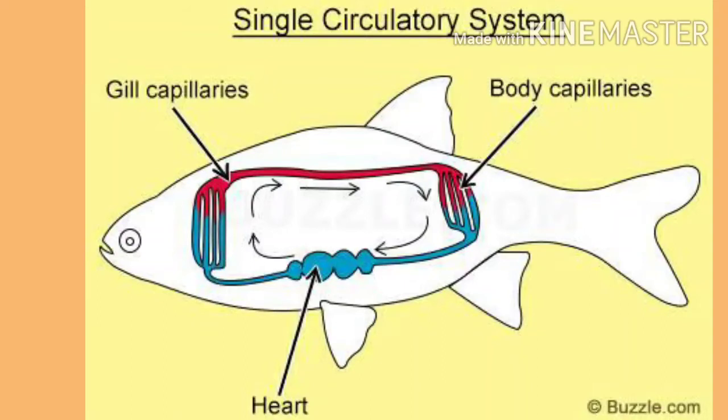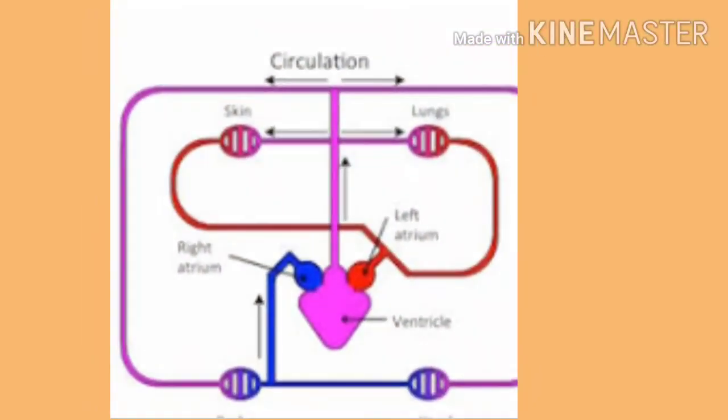Fishes have a two-chambered heart with an atrium and a ventricle, while lungfish have a three-chambered heart. In fishes, the heart pumps out deoxygenated blood which undergoes oxygenation in the gills. The oxygenated blood is then supplied to the body parts, from where deoxygenated blood is returned to the heart, and this is known as single circulation.